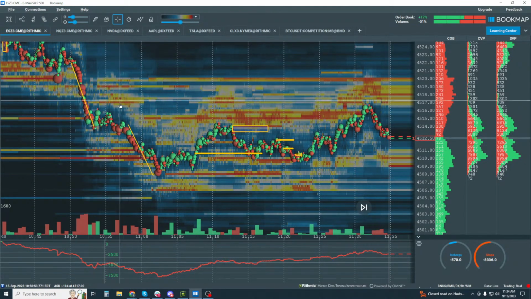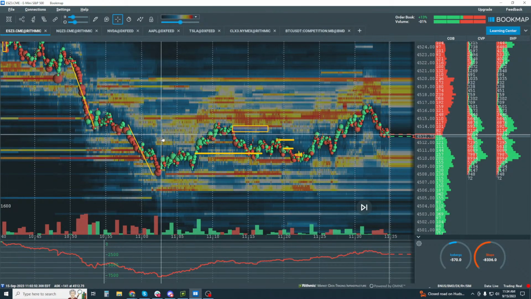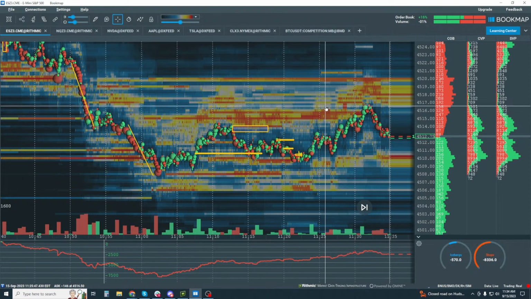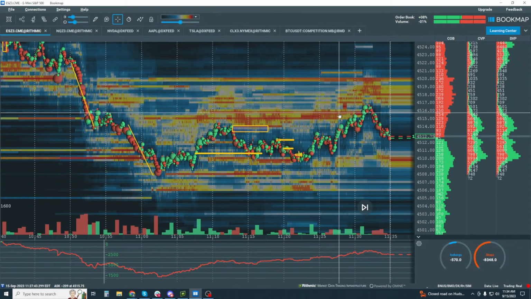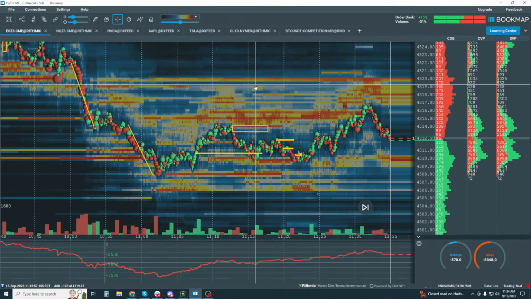So again, when we align all of these confluences together, we're going to have much higher probability outcomes. Not always, but it should be higher probability. All right, so I'll end it on that.